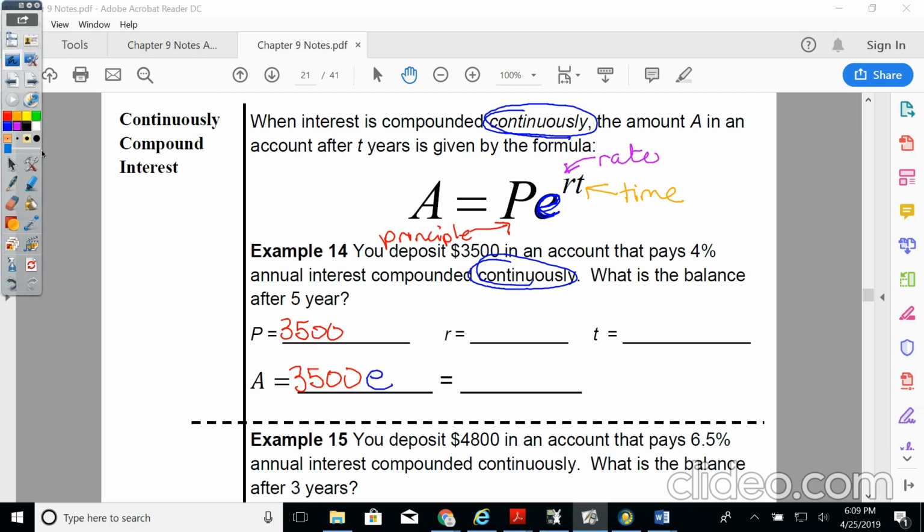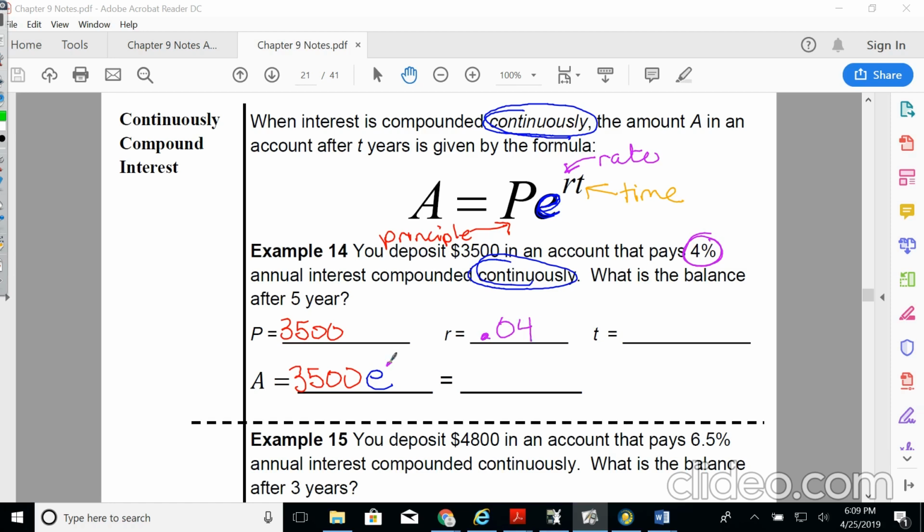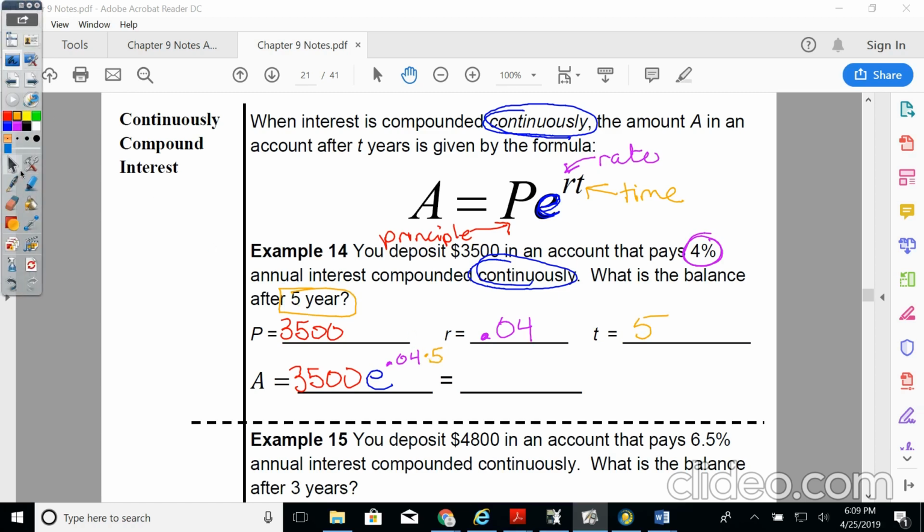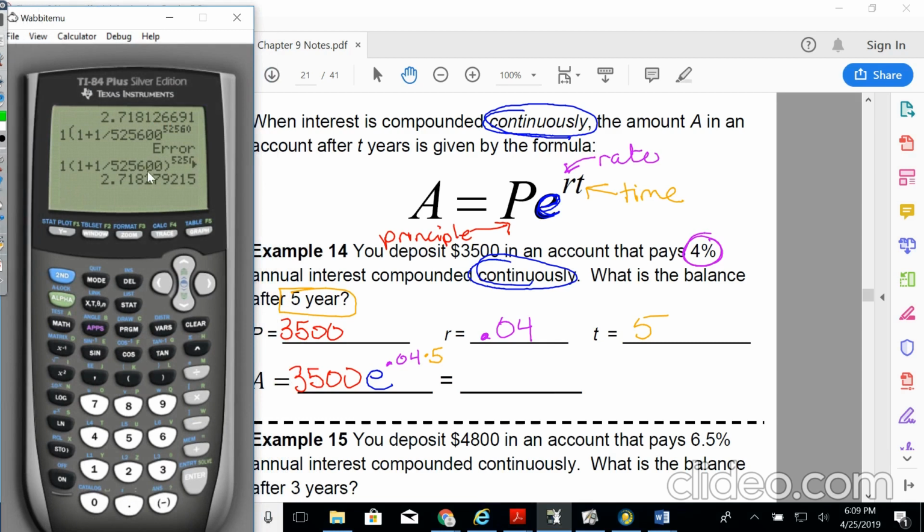And in the exponent, I multiply R and T. So R is 4%, which is 0.04, times T. It wants the balance after 5 years, so T is 5, so times 5. Now we can just type all that in at once. You could do the minutely one, but why type all that in when you can just do E? So 3,500, second divide is the E button, and then for the exponent, you put 0.04 times 5.